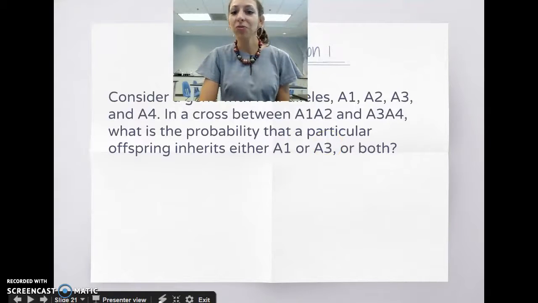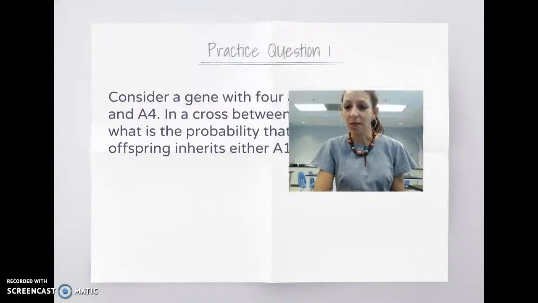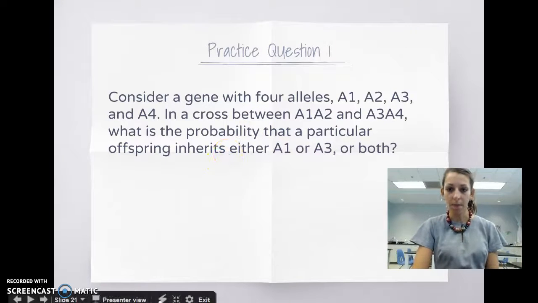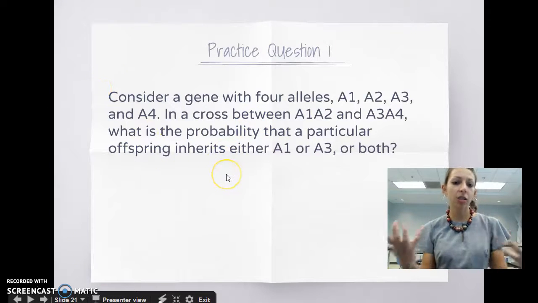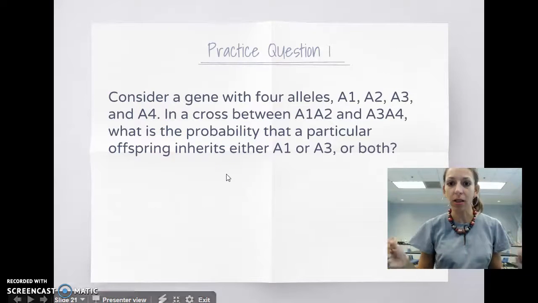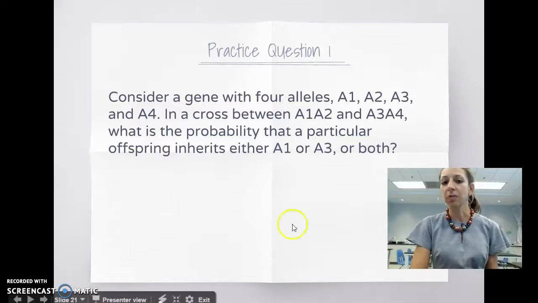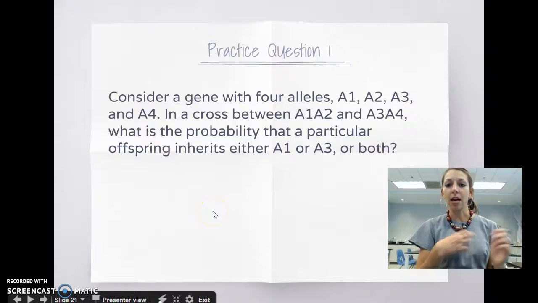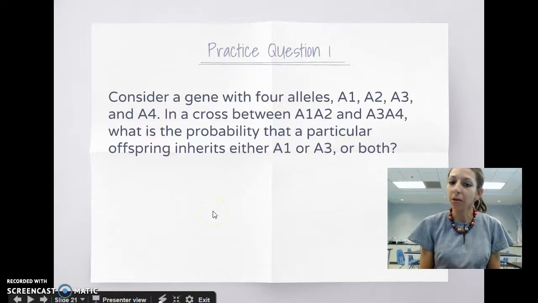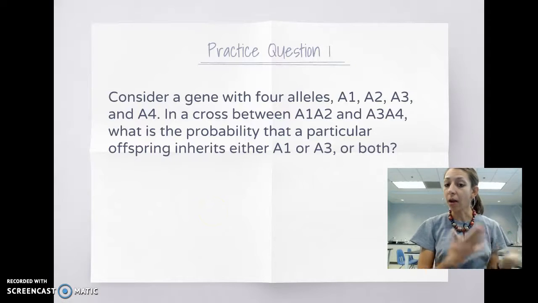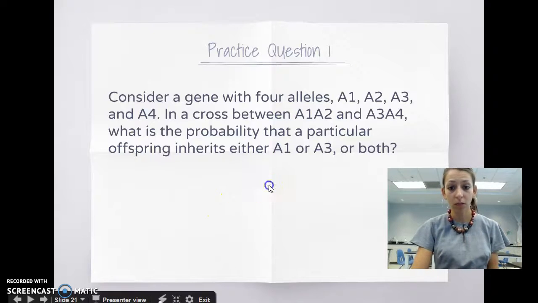Okay, so let's do a really quick practice question, and then we'll be done for our patterns of inheritance video. So consider a gene with 4 alleles. This is a multiple alleles question. The alleles are A1, A2, A3, and A4. In a cross between an A1, A2 parent and an A3, A4 parent, what is the probability that a particular offspring inherits either A1, A3, or both? So let's take a look.